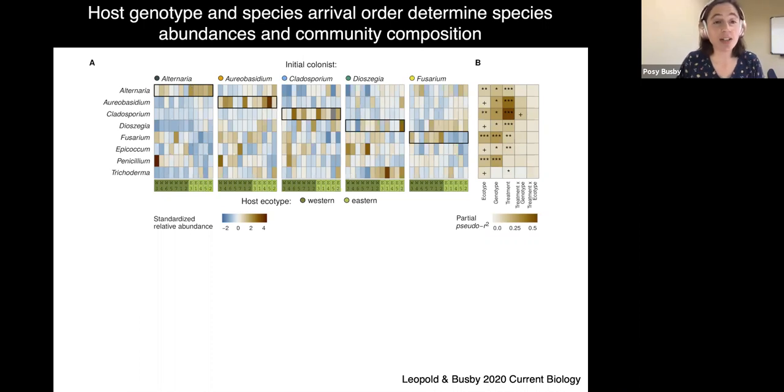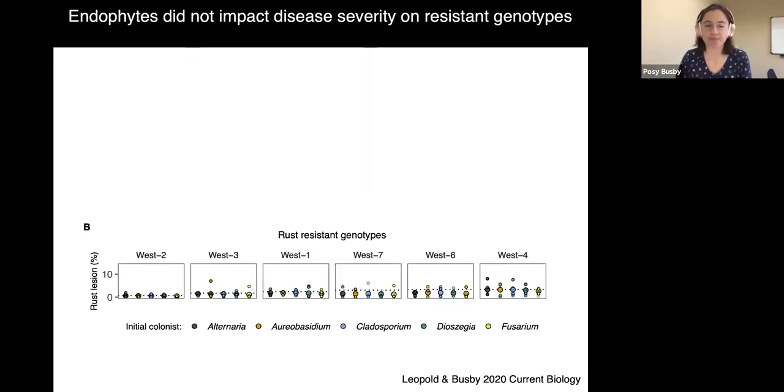You also see there's an ecotype effect. We see greater relative abundances on the eastern compared to the western. Within the western, though, we can see there's variation from genotype to genotype, with some having greater relative abundances. So next we wanted to know, how do these effects on individual taxa and the community overall influence the resulting disease severity once we inoculate with rust? So what are the consequences of this assembly history for plant disease?